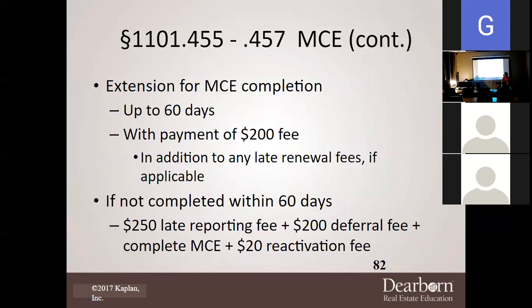There can be an extension for the MCE completion up to 60 days. You'll have to pay an additional $200 with the late fee as well. If they're not completed within 60 days, then you'll have to pay a $250 late reporting fee, a $200 deferral fee, and a $20 reactivation fee.